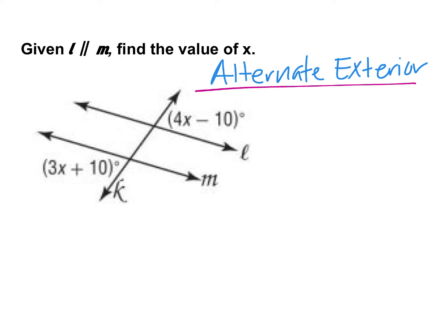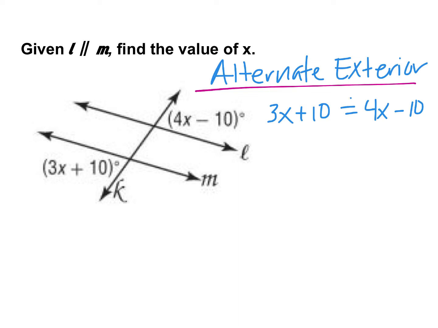They're the same. So to set up the equation, you would say 3x plus 10 is equal to the other angle. So you set them equal to each other. Notice how here we're not adding to 180. These are not supplementary angles. These angles are congruent. So we make them equal. And now we just combine like terms and solve for x.